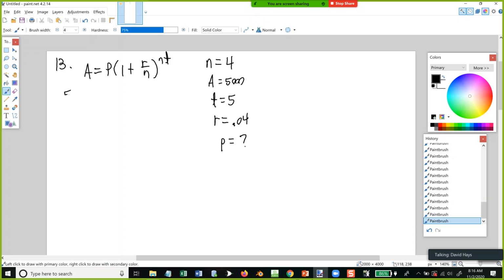So I'll put in everything that's given. We want to end up with $5,000 at the end. We're going with an account that pays 4%, compounded quarterly. And n is 4 times t, which is 5. So we want to leave it in there 5 years. After 5 years, we want to have $5,000 so we can buy a boat. Used boat.